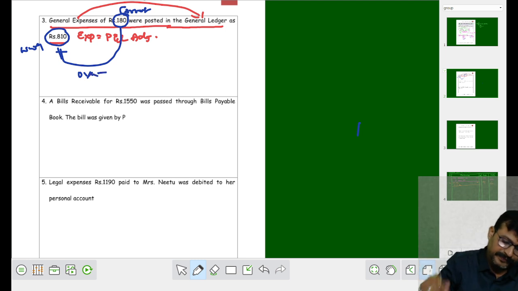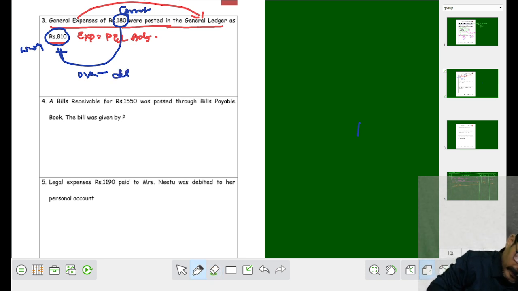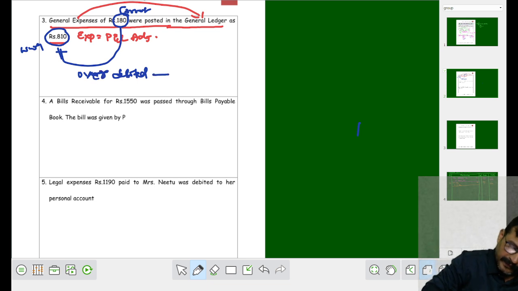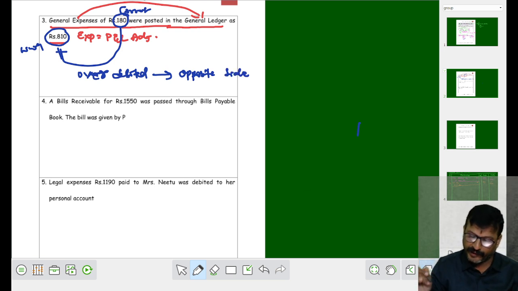Here you have over debited. When you over debit, we have to take it on the opposite side. Fine, let me continue here.